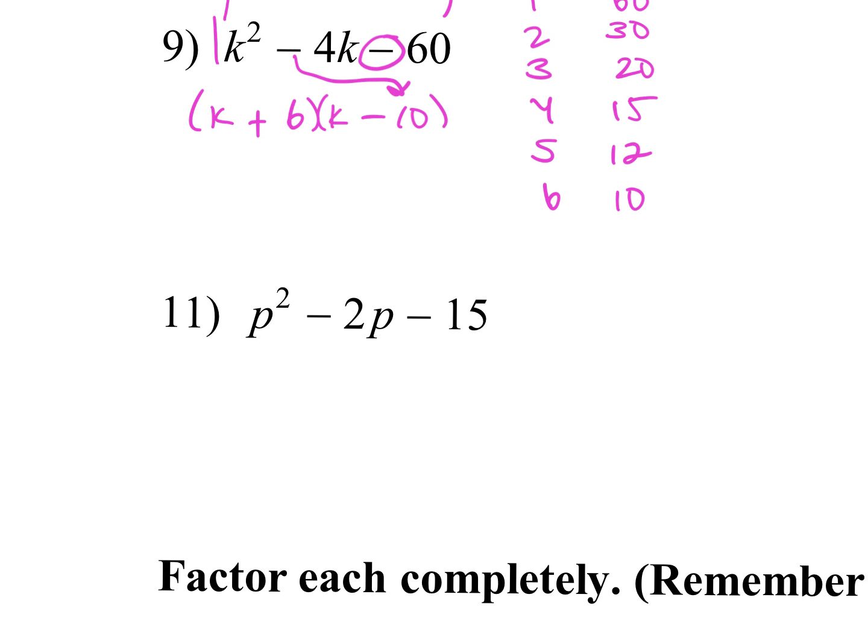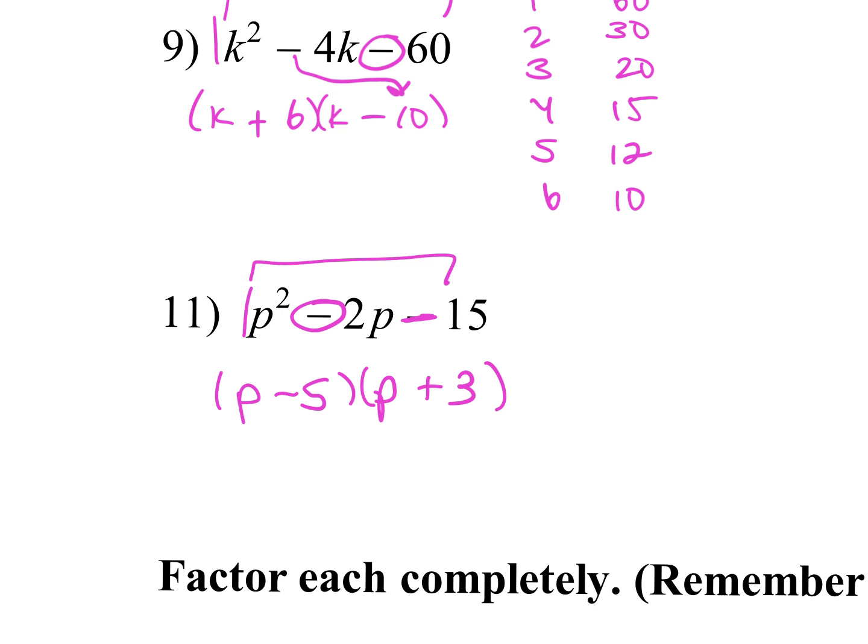Scooch on over. Again, none of these had any GCF, so I have my P and P. Factors of negative 15. They're going to multiply to give me negative 15 and add to give me 2. Negative 5, positive 3. The last sign is negative, so the bigger factor gets the middle sign, just like that.